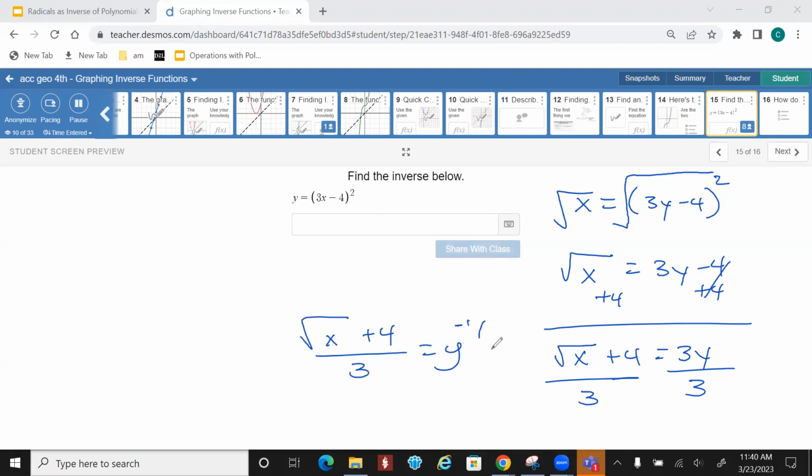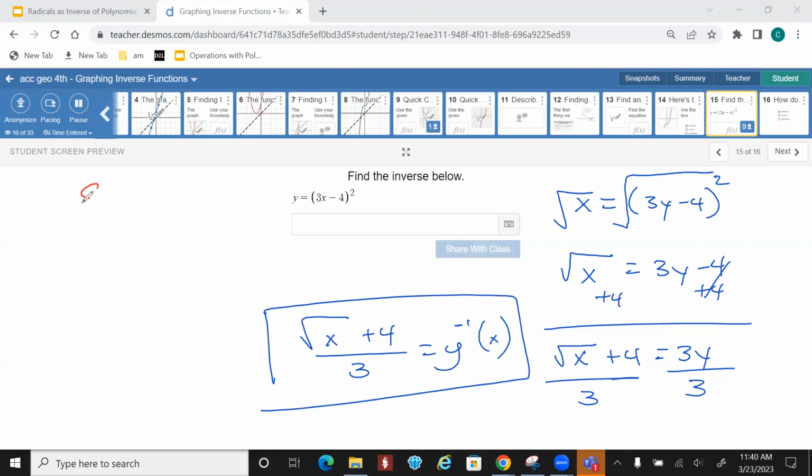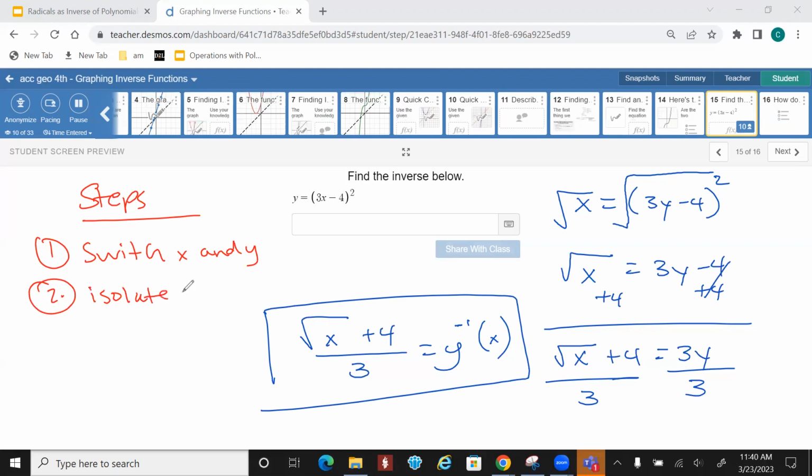Sometimes this is written with the inverse notation. Sometimes it's given a new name. So for my people who are steps oriented, the steps for solving for the inverse are going to be: switch your x and y. And then step 2 is isolate your y. That's it.